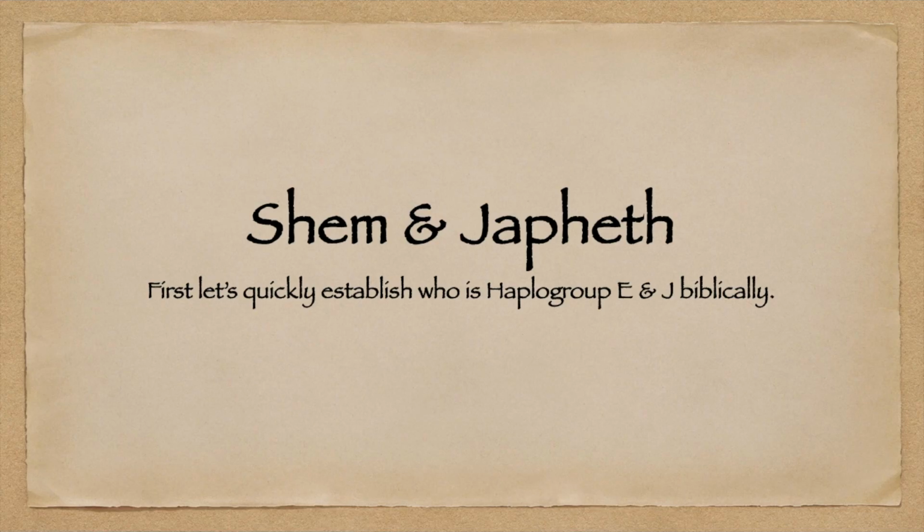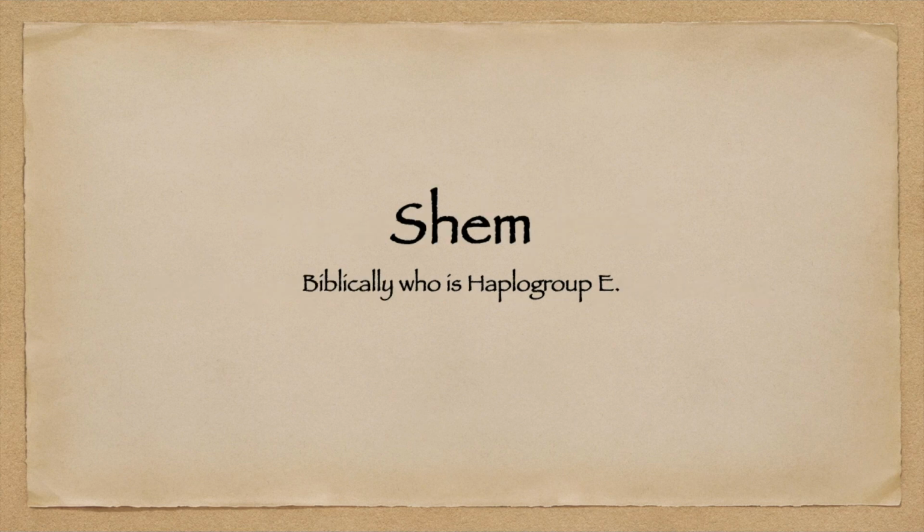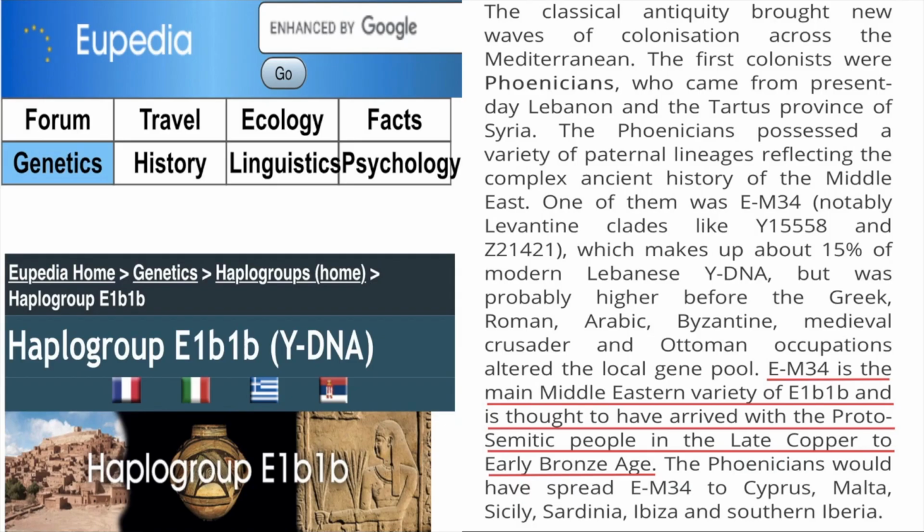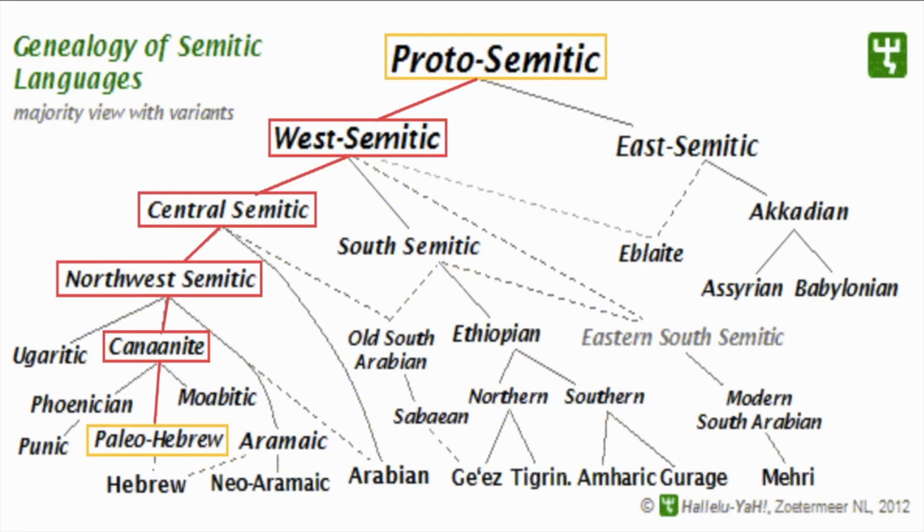First, let's quickly establish who is haplogroup E and J biblically. So who is haplogroup E? E-M34 is the main Middle Eastern variety of E1B1B and is thought to have arrived with the Proto-Semitic people in the late Copper to early Bronze Age. That's from Eupedia, titled Haplogroup E1B1B.